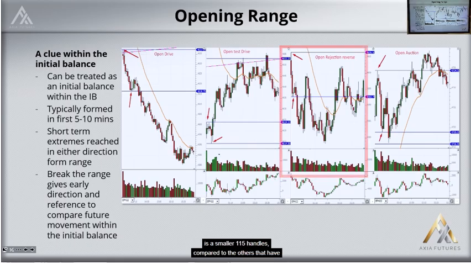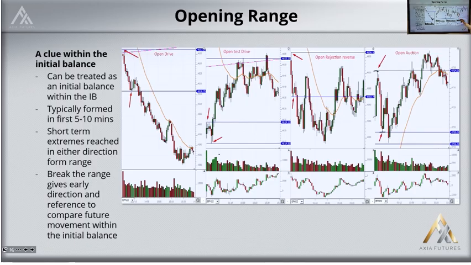Here it's a smaller one, 15 handles compared to the others that have been much, much larger. This is 26, this one's 40, this one's 60. 15 handles, open, we trade up, we trade down. So at this point, you could have an open test drive, but you don't get any continuation, and we move back into the middle of the range, back through the open again. This is now starting to look like an open auction, if not maybe an open reject reverse. It's not that. We then go and trade lower, and once again back into the opening range. It's very clear that this is now going to be an open auction.